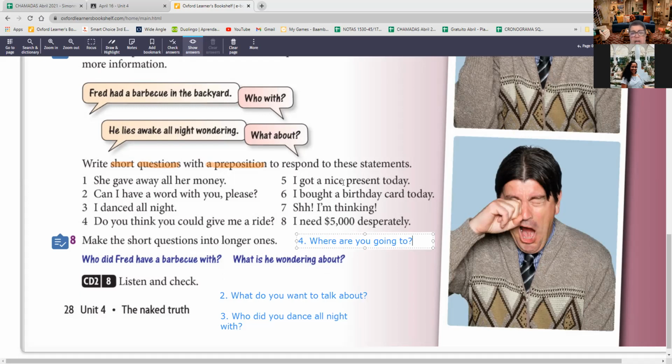Number 5, I got a nice present today. Our question was, who from? Okay, so I'm going to put down here. Number 5, oops, sorry. Who did you get a nice present today from? You don't need to put today. Okay? Who did you get a nice present from?